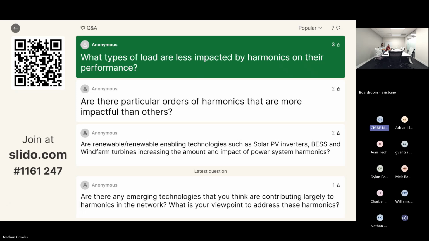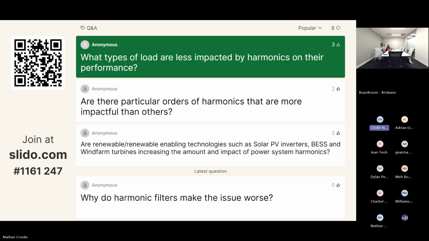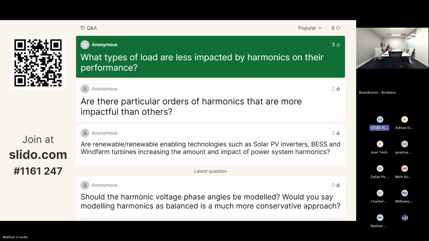So what types of loads are less impacted by harmonics on their performance? I would say anything in your house. Small appliances, as I said, are the least sensitive ones. I'm not saying that you can supply them with a camping inverter with a square wave and nothing is going to happen, especially if they have capacitors, like a little filter before, for example, a flyback converter for your wall wart, your little transformer. Maybe that will shorten their life. But I would say these are the ones that would suffer less.